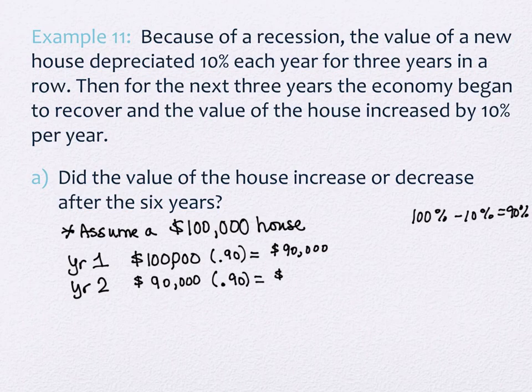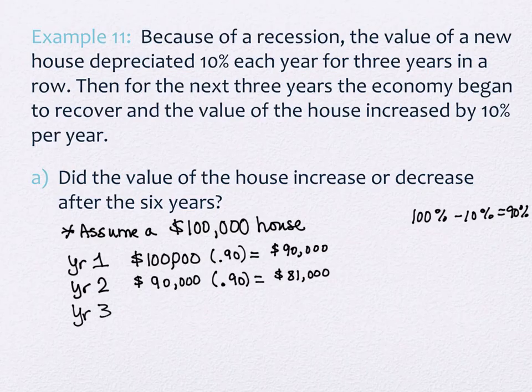$80 something. 81. Okay, so your calculators, they're handy. If you multiply 90,000 times 0.9, it's an $81,000 house. Why didn't it go down $10,000? Because it's not 10% of the 100,000, it's 10% of the 90,000. Are you with me? 10% of 90,000 is only 9,000. That's why it went down 9,000 this particular time.